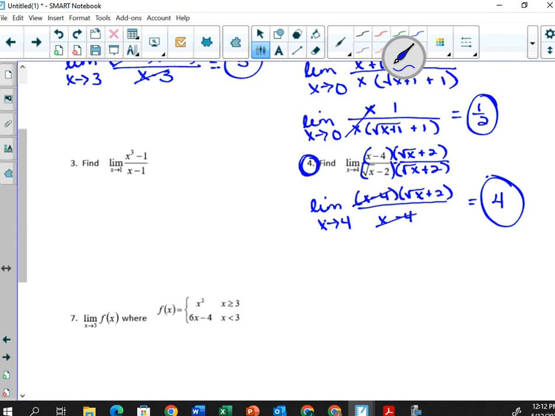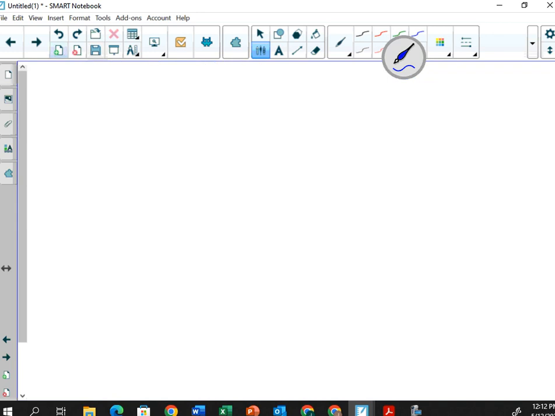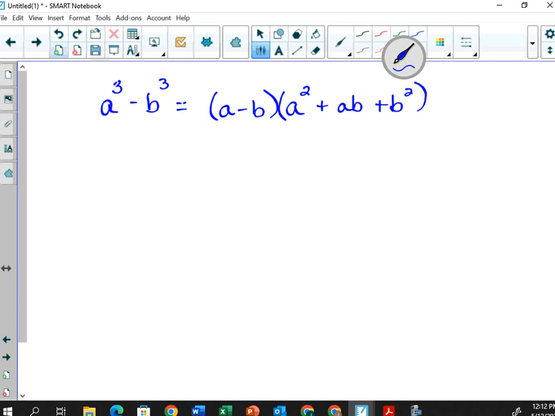Everyone's like, SOAP, and then they're like, I don't know what it means. Same and opposite signs: same, opposite, always positive. So let's say it's a cubed minus b cubed. This is the general formula. So let's do an example.